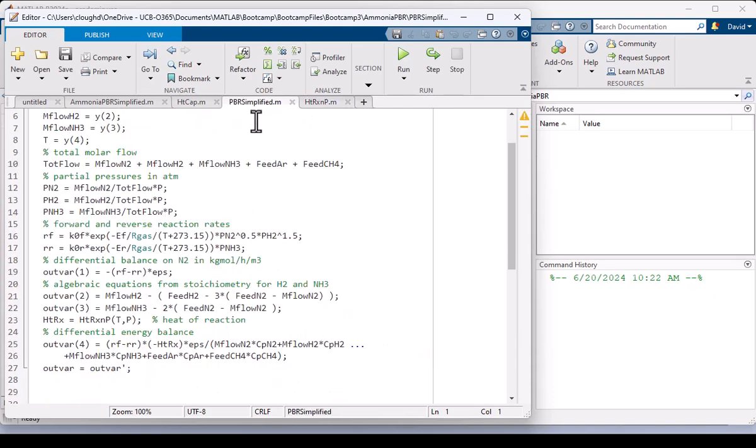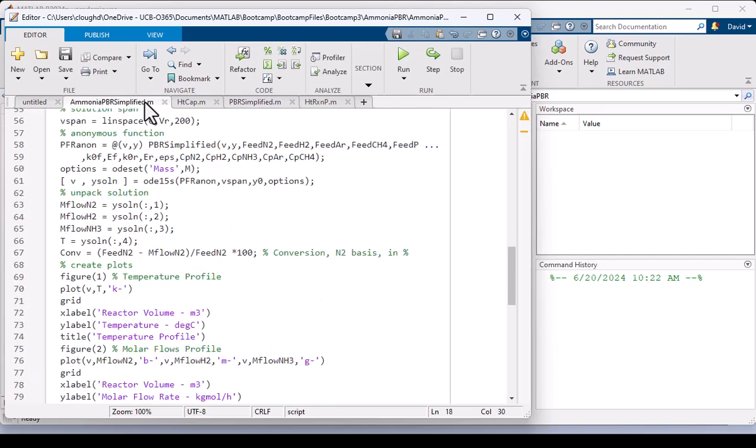So let's come back. And then we've got our change in temperature. Here it's exactly what we had in our model: the difference in the reaction rates, the heat of reaction, epsilon, and then divided by the various molar flow rates times their heat capacities. And then we return this as both the derivatives and algebraic expressions back over to our ODE15s routine, which solves the equations.